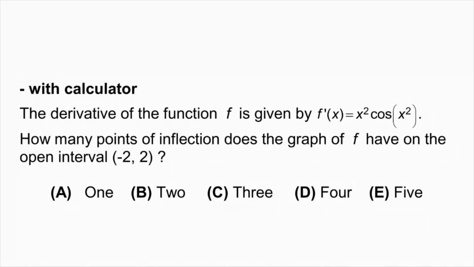So this question says the derivative of the function f is given by f prime equals x squared cosine x squared. How many points of inflection does the graph of the function have on the open interval -2 to 2?